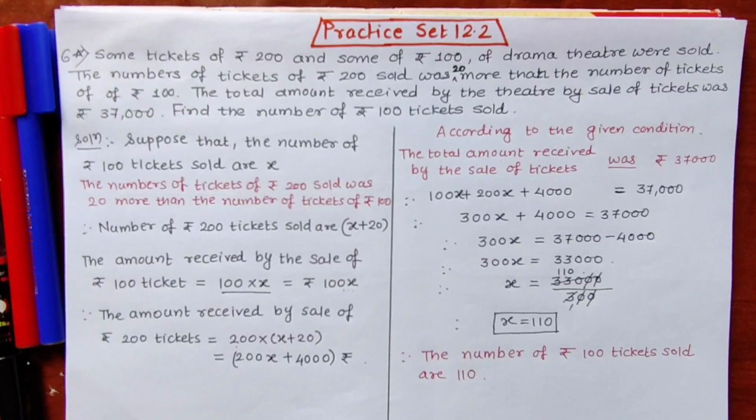So all the sums from practice set 12.2 are over here. I have taken all star mark sums also. In the previous video of 12.2 part 1, I have taken question numbers 1, 2, 3 and 5. And here I have completed all sums from practice set 12.2.